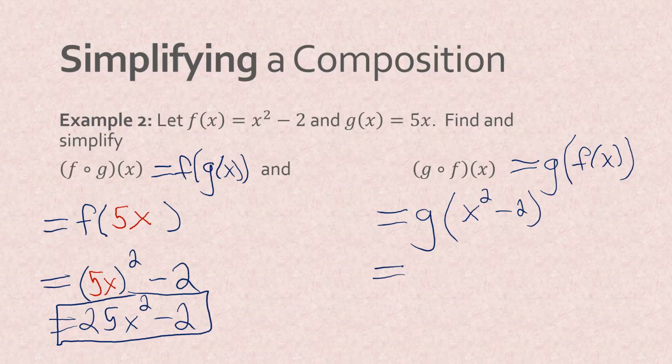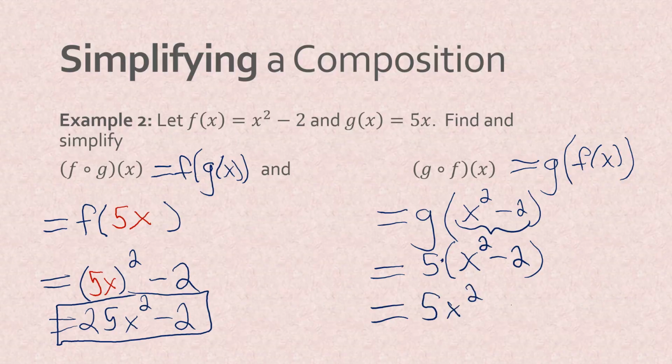And then what does g do? g takes its input, whatever you're inputting, and it multiplies it by 5. In this case, we're inputting x squared minus 2, and we get 5 times the quantity x squared minus 2. You could leave it like that. We could also distribute the 5. I'd have to say both answers would probably be acceptable. And so now g composed with f of x is just the expression 5x squared minus 10.